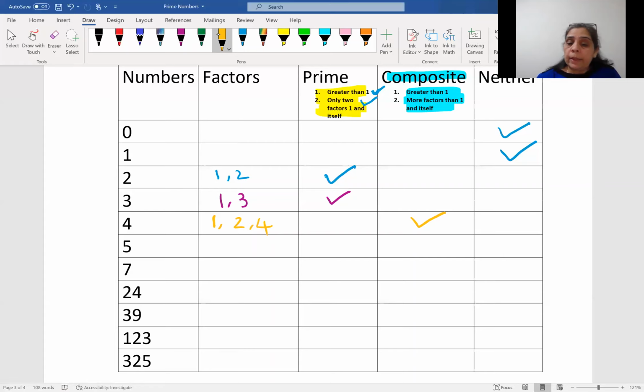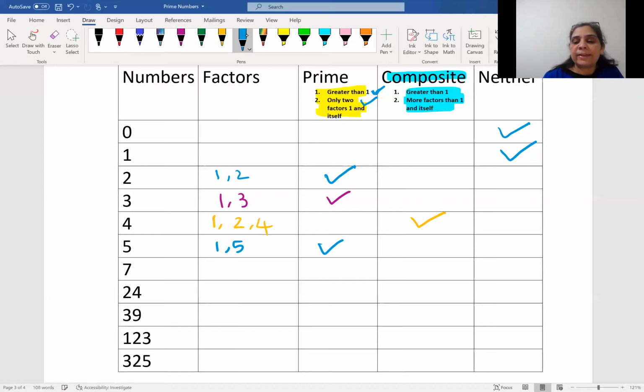5. Can we divide by anything else? How many factors does 5 have? Only 1 and 5. So we have only 1 and 5. So it is prime.